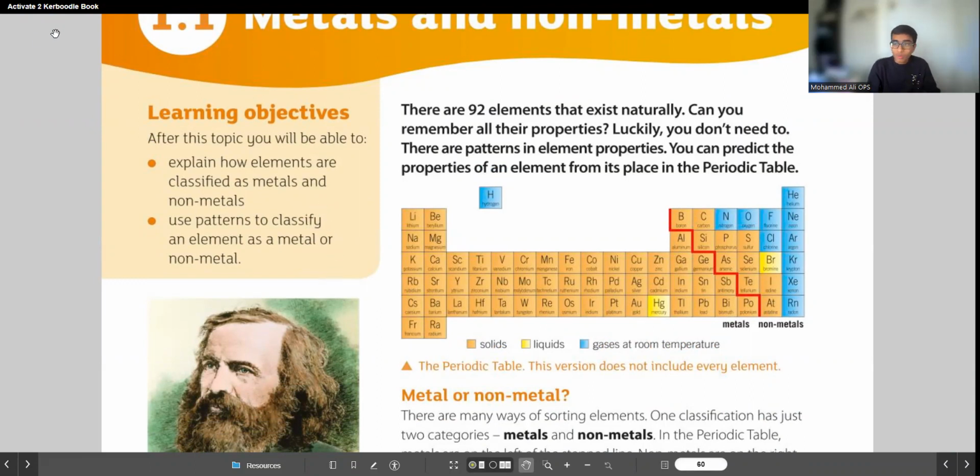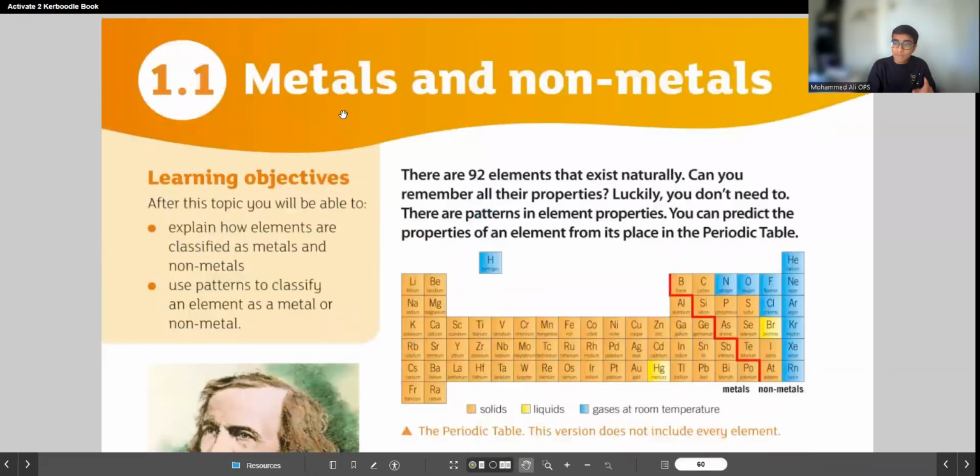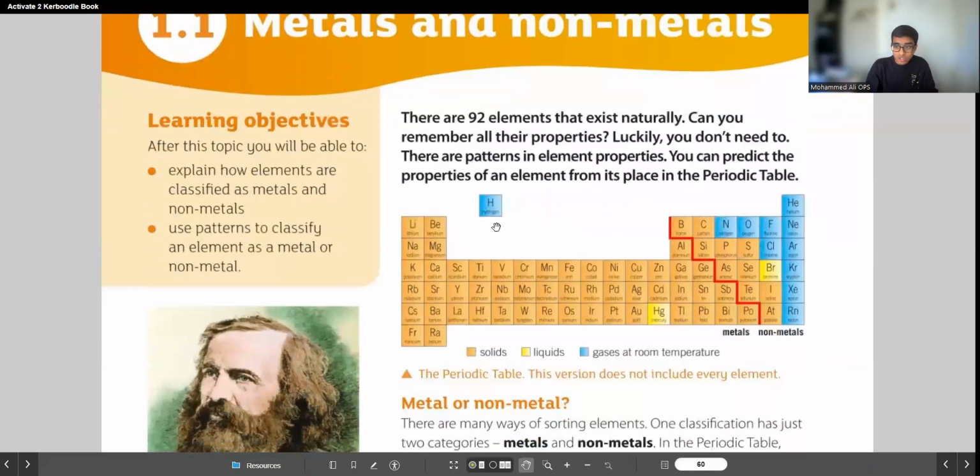So if you have Kerboodle, you can go to the Activate 2 Kerboodle book on page 60 for metals and non-metals 1.1, chemistry chapter 1. And let's start off the topic.